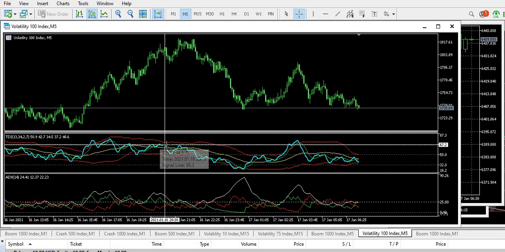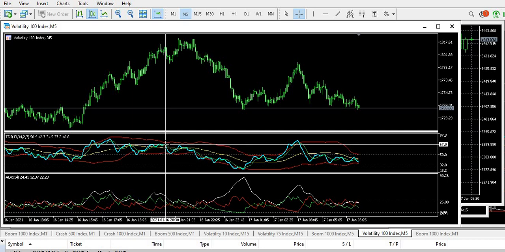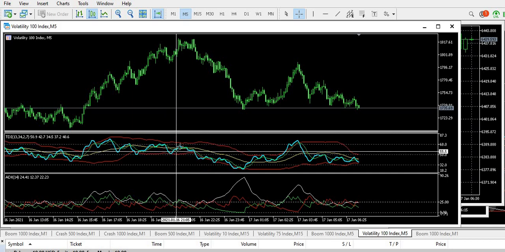So every time you touch this level, it tells you that we are ready to reverse. So this could have been my exit point. So you see it retraced a bit and then it went up.